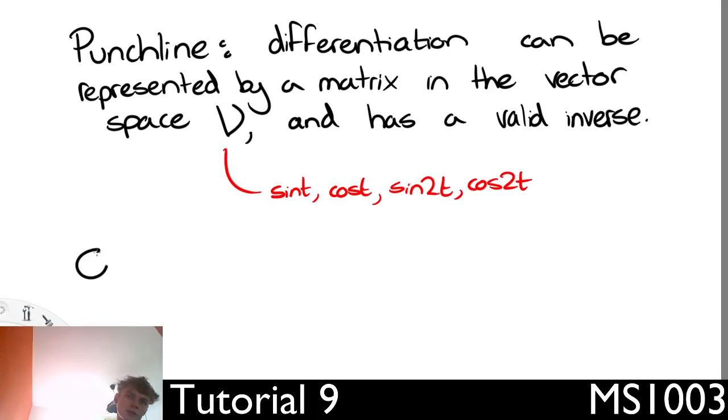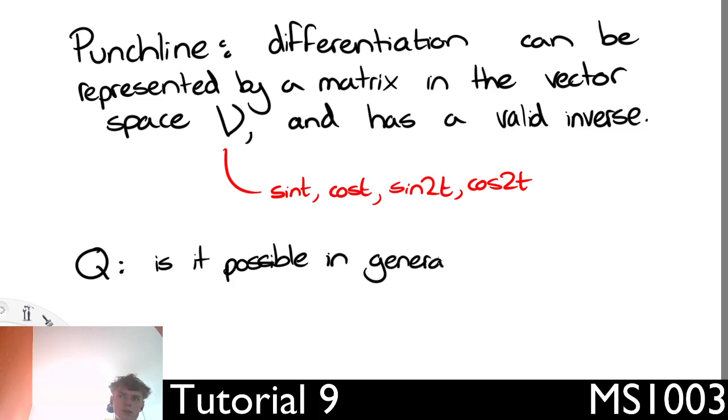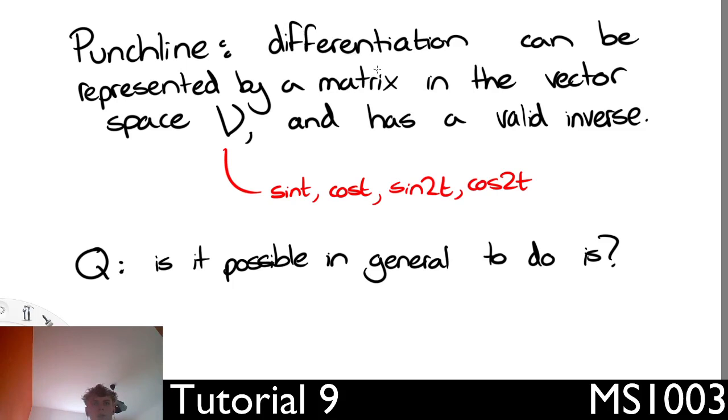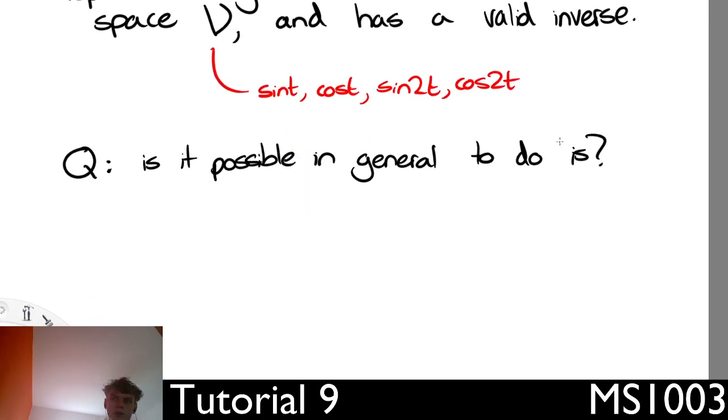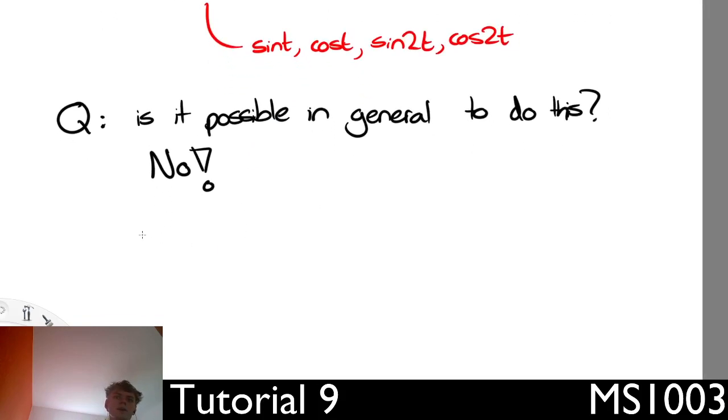And so the question is, is it possible in general to do this? Is it possible for any type of function I want to come up with a matrix that can differentiate it, and then invert that matrix to find the inverse differentiation method, i.e. integration? So is it possible in general to do this? No, it's not.